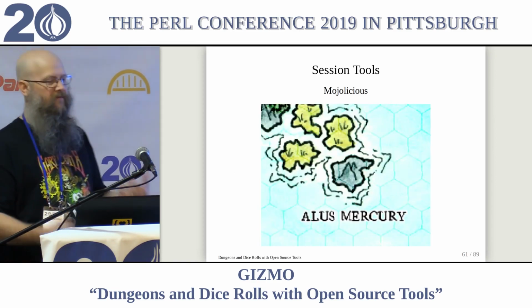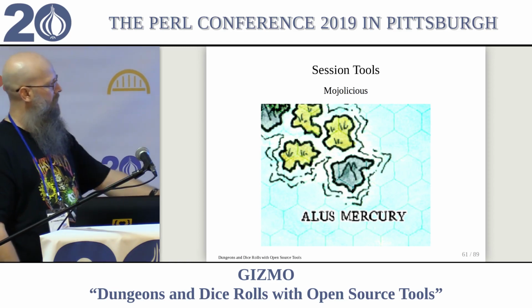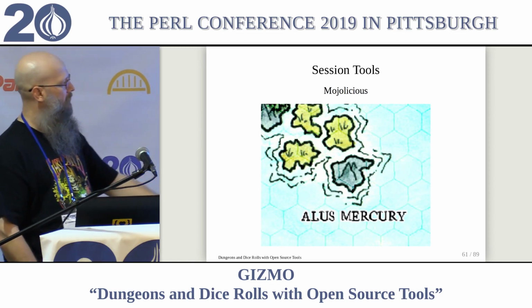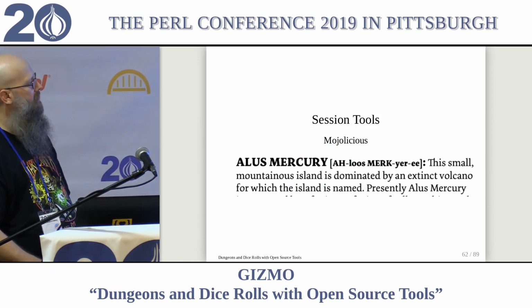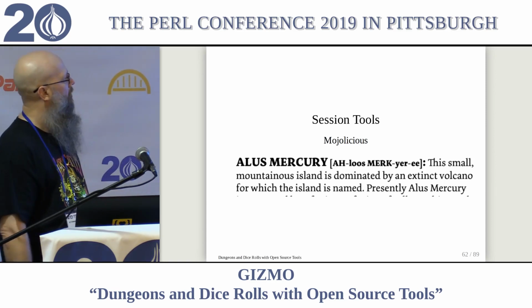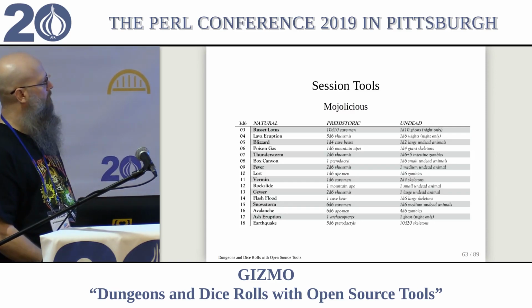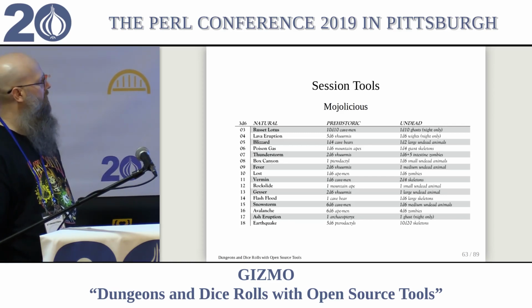So for me to figure out the terrain, that looks like a mountain. But there's a gazetteer in the rules that tells me, okay, Alice Mercury, oh, it's not just a mountainous island, it's an extinct volcano. So, hey. And so this is the volcanic terrain map with the different subtypes of encounters.